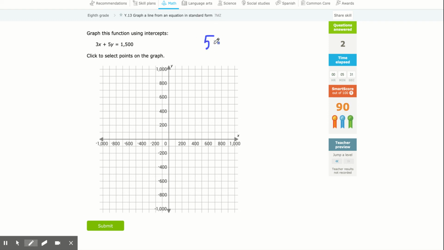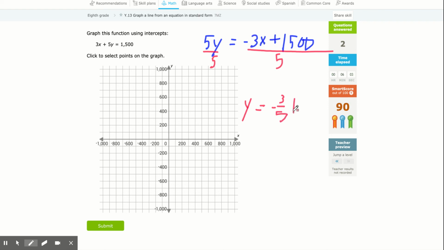I'm going to leave the 5y on the left for the moment. I'm going to minus the 3x over. So I'm just not taking the time to write it underneath. Excuse me. We got 1,500. Now I'm going to divide by the 5 on both sides, remembering to divide both that and that by 5. So I get y equals a negative 3 over 5, because that's the negative 3 and the 5, x plus, and then 1,500 divided by 5 would be 300.